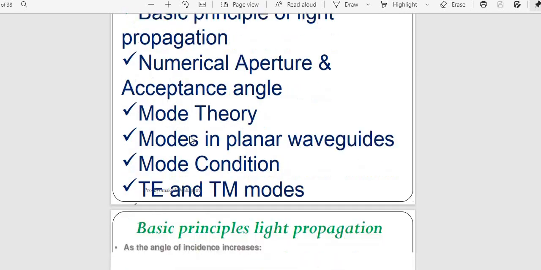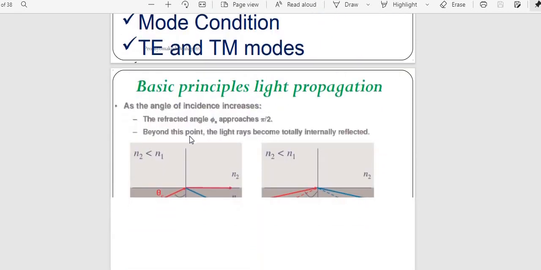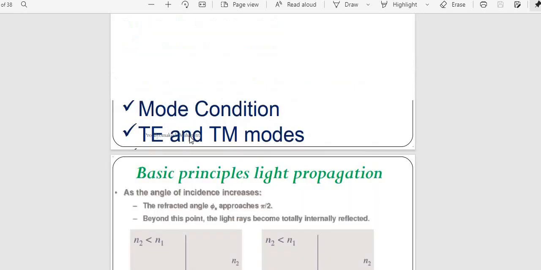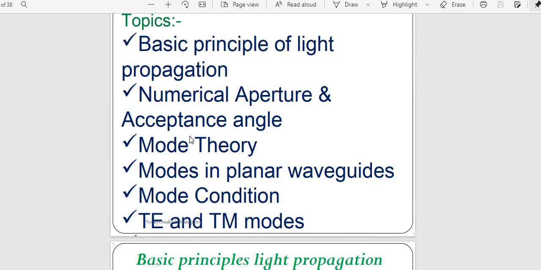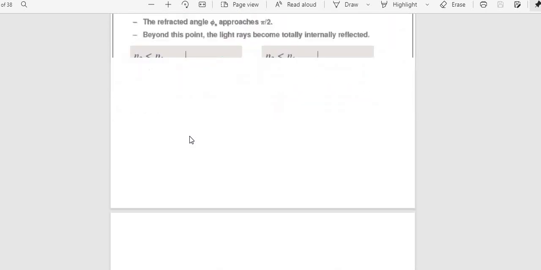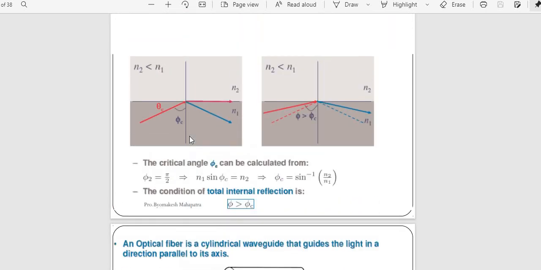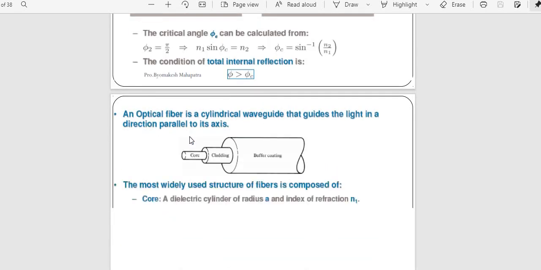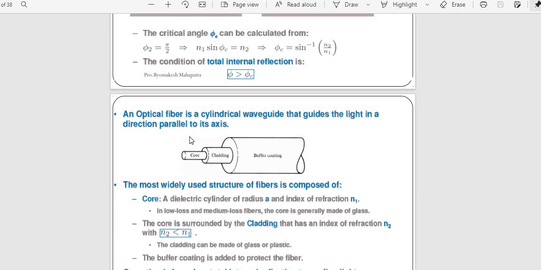Basic principle of light, numerical aperture, mode theory, mode conditions, total electrical mode, total magnetic mode. We have learned about it. Just take a quick recap. We saw the ray diagrams for total internal reflection and for the critical angles. We have derived that. Then we moved ahead with cylindrical optical communication fibers.